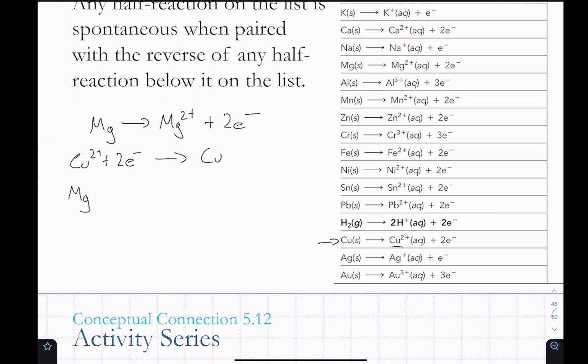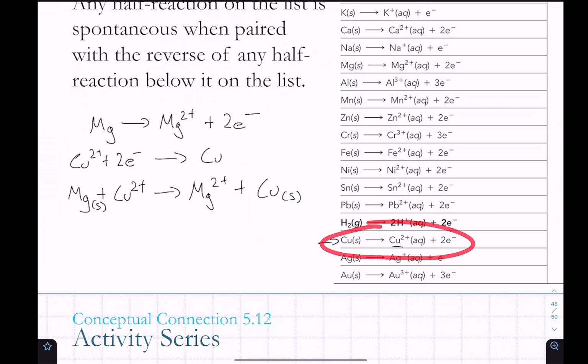I guess the way I explained it earlier, the lower element is stronger. So magnesium plus Cu2+ goes to Mg2+ plus 2e-, whoops, not 2e-, sorry. Cu solid. That was the spontaneous reaction we saw before. We were starting with this half reaction and pairing it with another half reaction reversed below it.